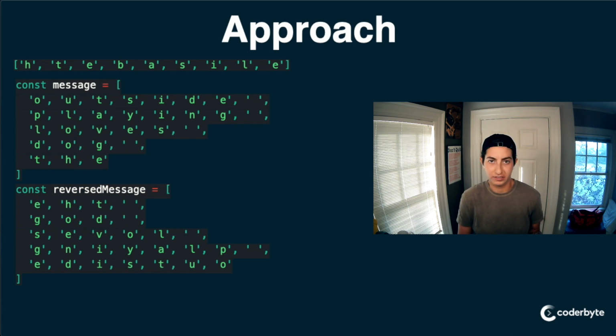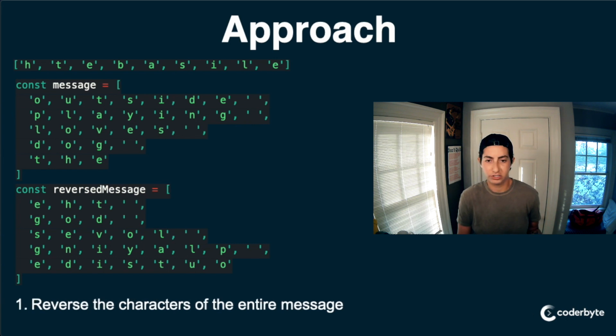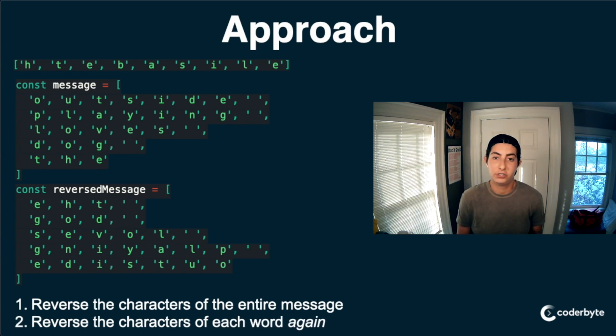You'll see how we do this in code, but it's a cool little take-a-step-backwards-to-take-a-step-forwards algorithm. And just to reiterate, our algorithm is pretty simple. It's to reverse the characters of the entire message and then reverse the characters of each word again, right? So it's all in place. It's just loops.